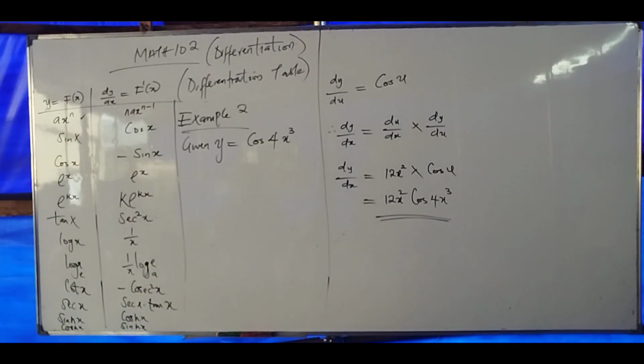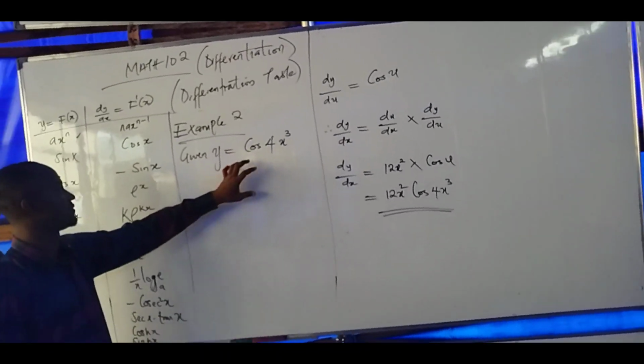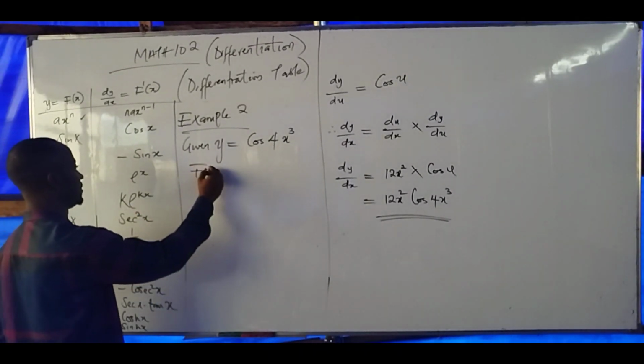Okay, example 2. If we are given y equals cos 4x cubed, and we have to find dy/dx.